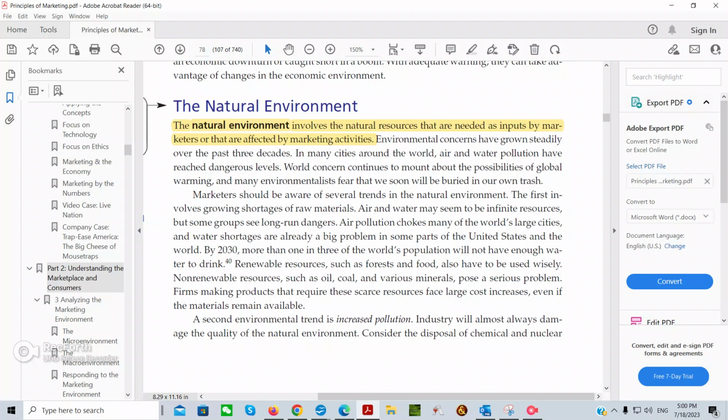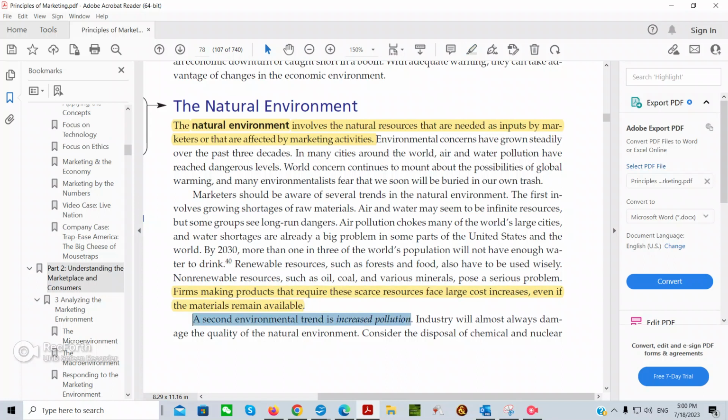Firms making products that require these scarce resources face large cost increases, even if the materials remain available. So that is basically the conditions that they're working with in the natural environment.